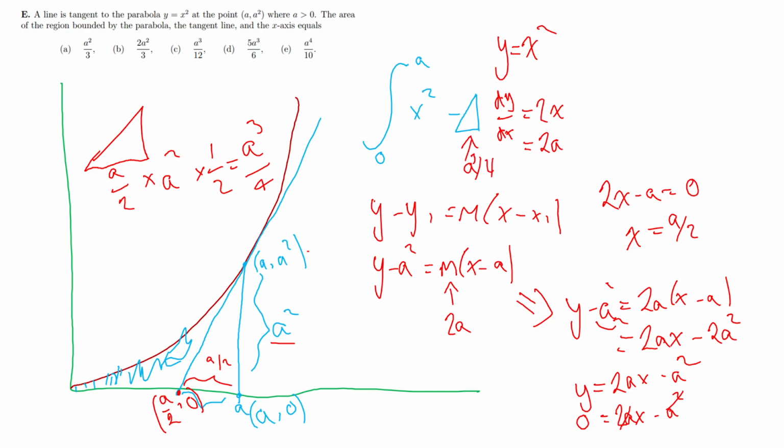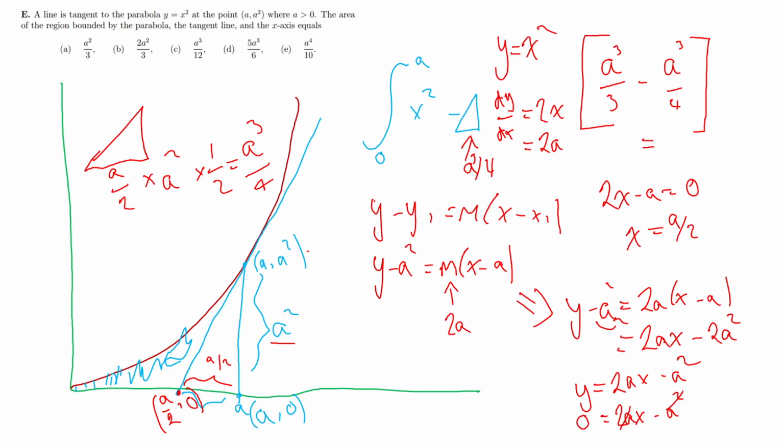Now what is our area under the parabola? If we integrate x squared, we get a third x cubed. We substitute in a, we get a cubed over 3. We substitute in 0, we get nothing. So we now have our final expression, which is a cubed over 3 minus a cubed over 4.